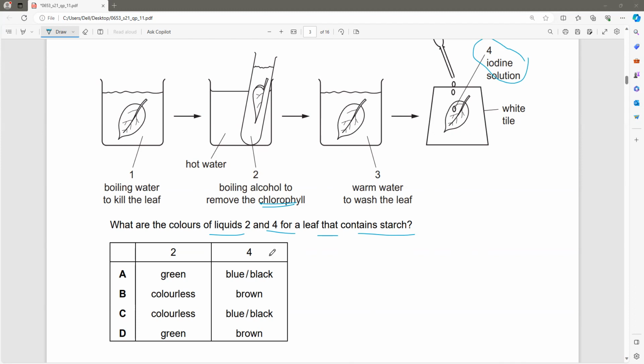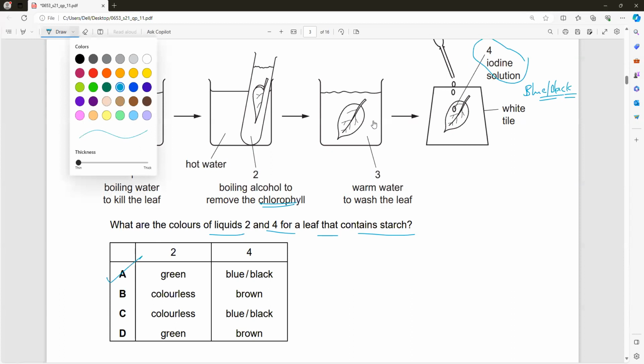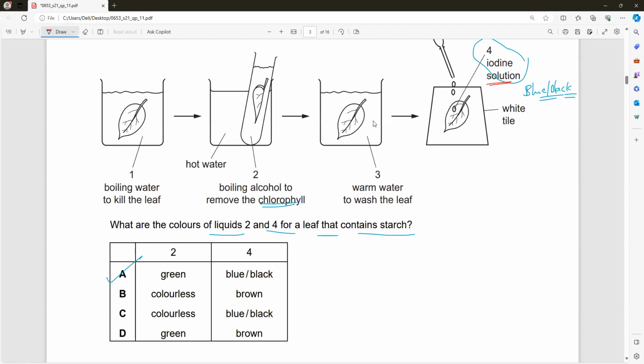So then, after that, the iodine solution, it will turn into what when it contains starch? If it contains starch, it will turn into what, guys? Blue-black. How can you identify whether starch is present or not? Blue-black. So what is the option? A. The alcohol will turn green because chlorophyll is mixed with it. Then iodine, in the presence of starch, will turn blue-black. That is what it is.